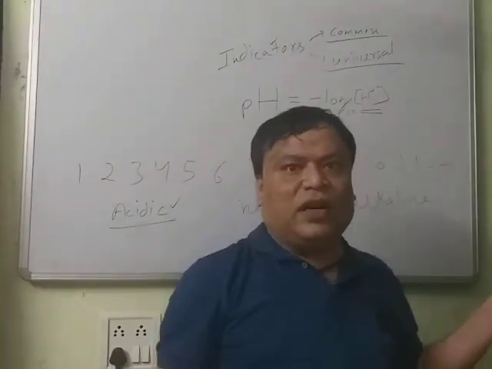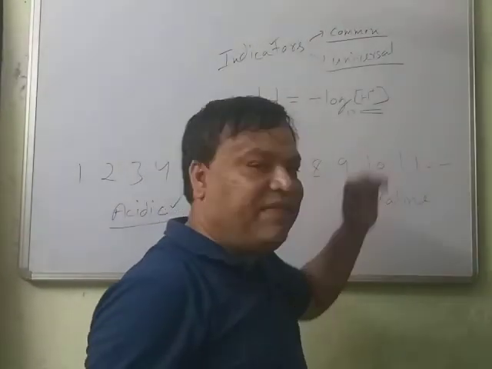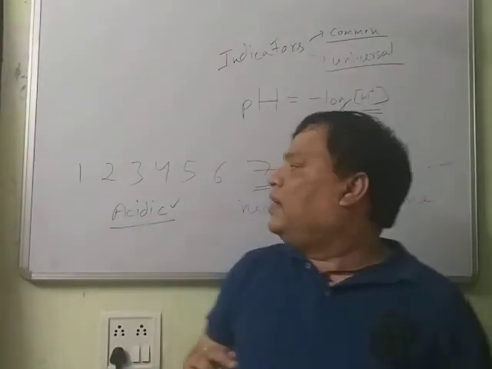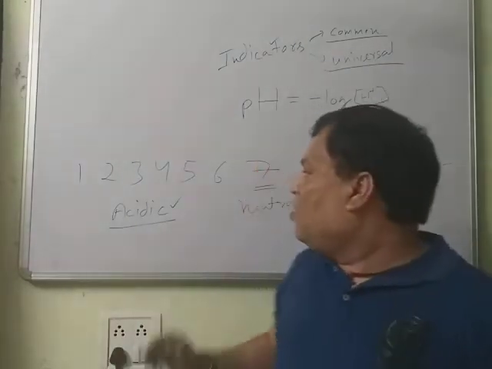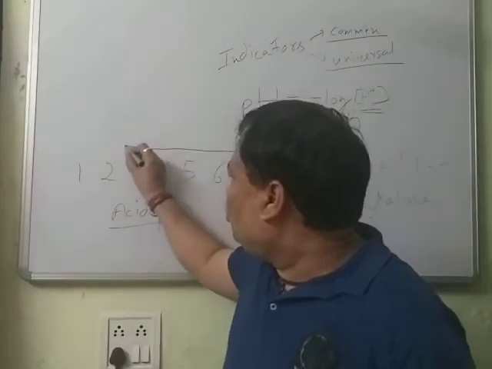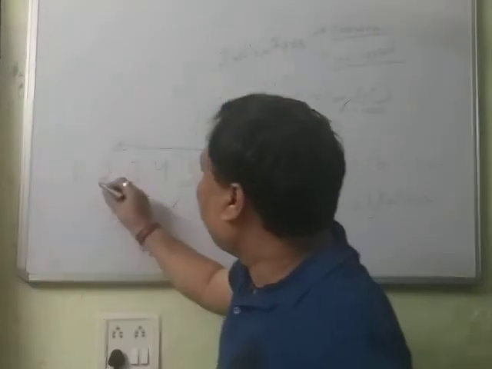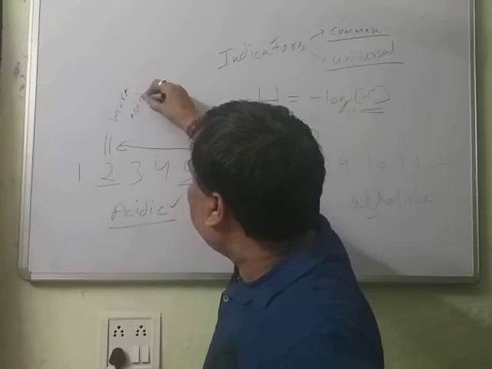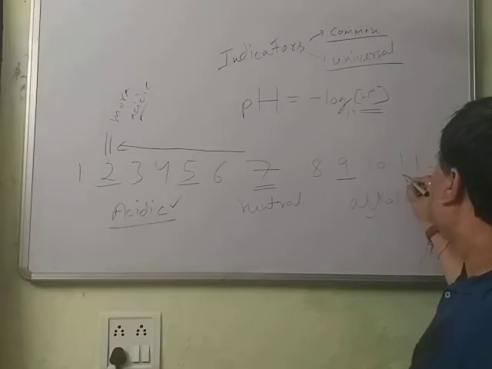And on the contrary, if the solution has pH more than 7, like 8, 9, 10, 11, then it will be alkaline in nature. Now, boys, what is the good thing here? That you can differentiate between two acids or two bases. The more you go towards the left side, means if I have one solution having pH 5 and another having pH 2, this will be more acidic. In the same manner, if I have a solution having pH 9 and a solution having pH 11, this will be more alkaline.